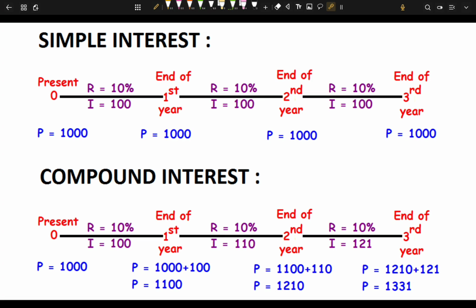Kung mangungutang ka, I suggest, mas maganda kung simple interest na lang. Unlike compounded na kung saan magpapatong-patong lang yun. Pero, kung ako ay mag-i-invest or mag-save ng money, so, sa akin, mas maganda na magkaroon tayo ng compounded interest.